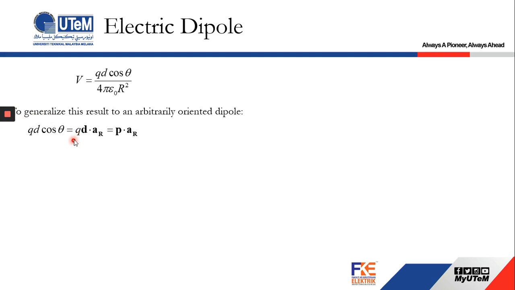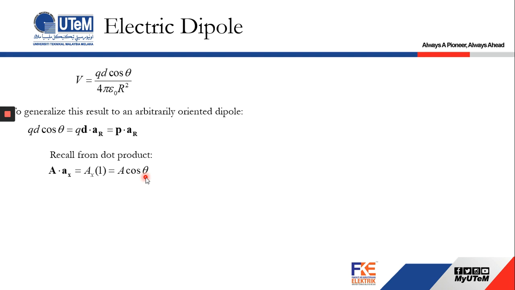So here we can derive the equation QD cos theta equals this value here, QD dot AR. Okay, how do we do this? How can we derive this? Actually, we have to recall that from dot product, if we have a vector, let's say A, and we apply the dot product to a unit vector AX, we will get the answer as A cos theta. This one is from vector calculus.